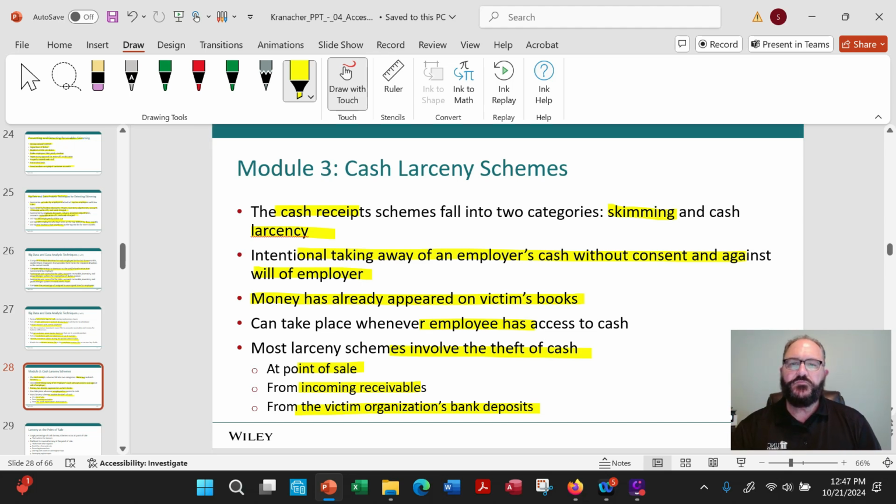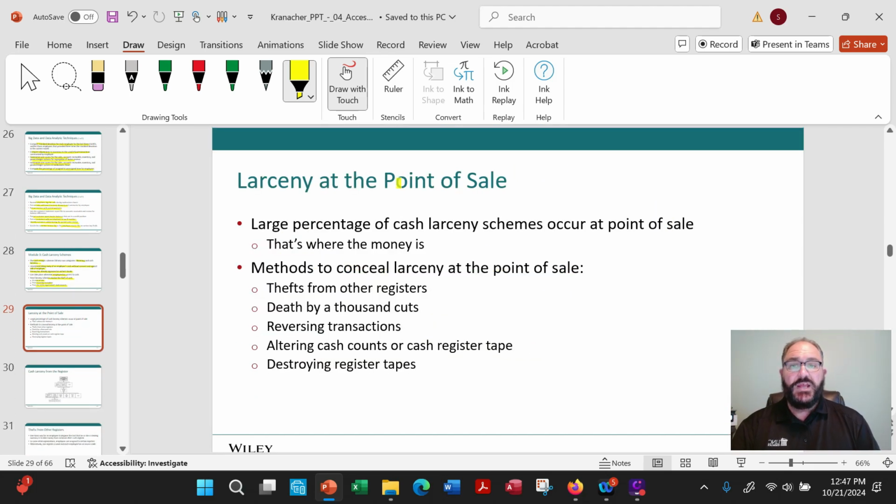Okay. Now, at the point of sale, why does it happen? That's where the money is. Okay. So what would be larceny at point of sale? Theft from cash registers. Small, like this death by 1,000 cuts. Those are little small people stealing small amounts, or large people. Reversing transactions, voiding a transaction out. Destroying register tapes, altering cash counts or register tapes. So again, this is when it's already been in the system.